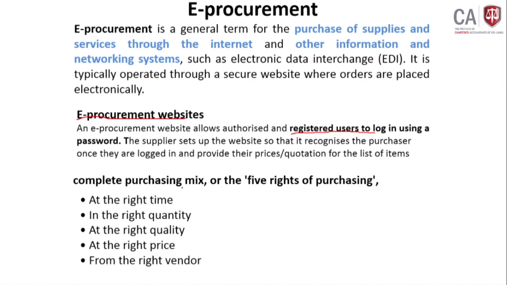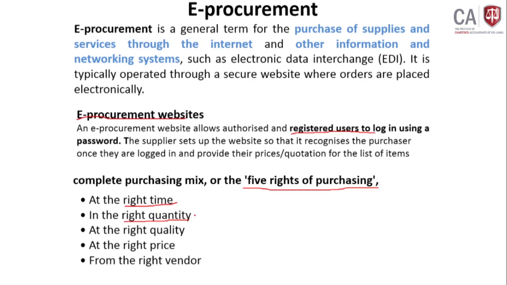Complete purchasing mix, or the 5 rights of purchasing. What are the 5 rights of purchasing? Please remember, this will come up in the examination most of the time. When it comes to e-procurement, the 5 rights were mentioned in some of the questions, I think. You need the items at the right time and in the right quantity. Let's say you order 1000 units of raw material, you require the 1000.